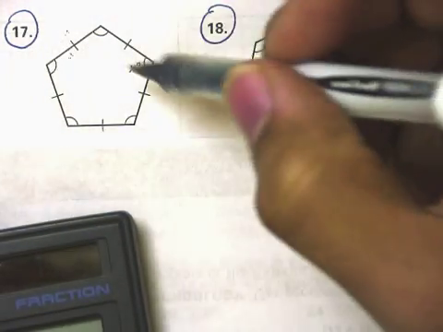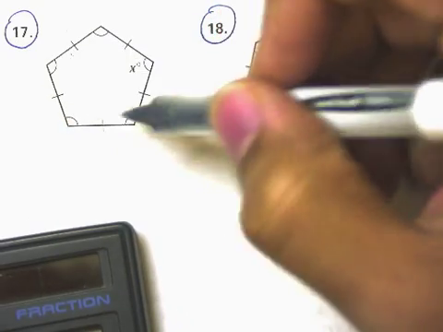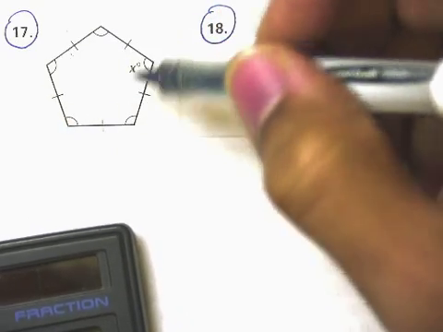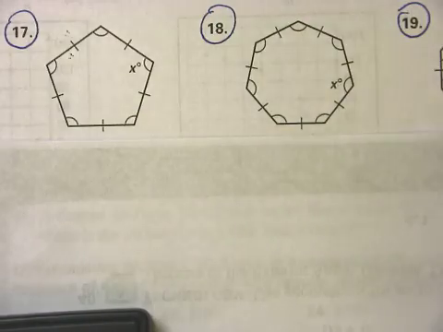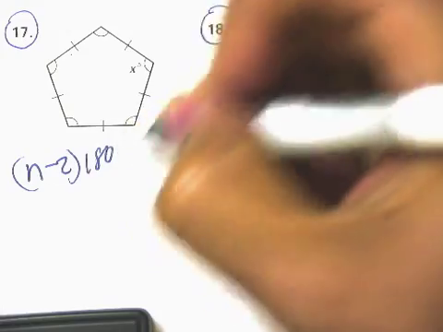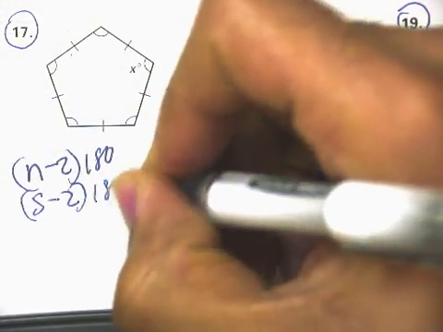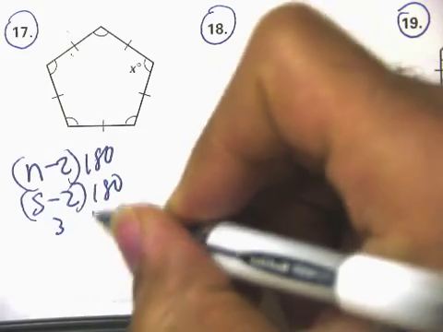Questions 17 through 19 are actually a little bit easier, because here I can see that this is a regular polygon. All the sides are equal and all the angles are equal. So I have a pentagon here, and if you're not sure how many degrees are inside a pentagon, just remember, use this formula, n minus 2 times 180. By the way, that formula is on your reference sheet, where n represents the number of sides.